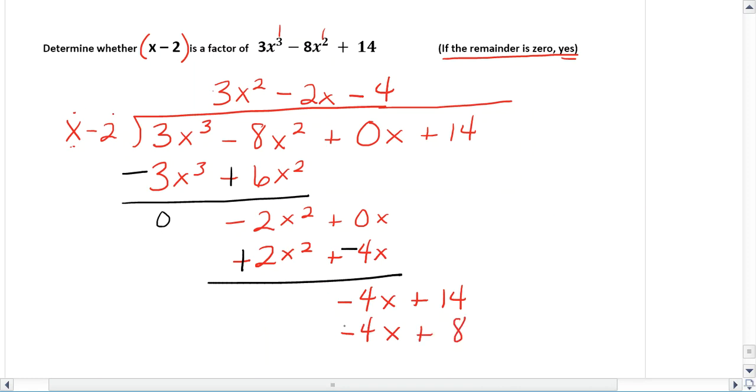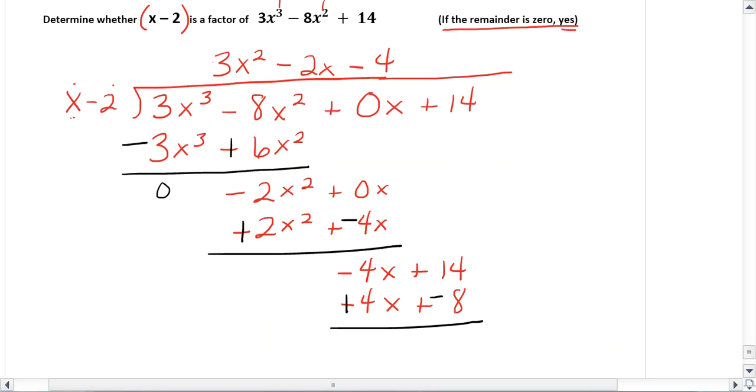Change the signs and add. And I'm noticing that I do have a remainder of 6. So this is the answer when we divide this factor into this polynomial. We get 3x squared minus 2x minus 4, remainder 6. So because there's a remainder, we're going to say, no, this is not a factor.